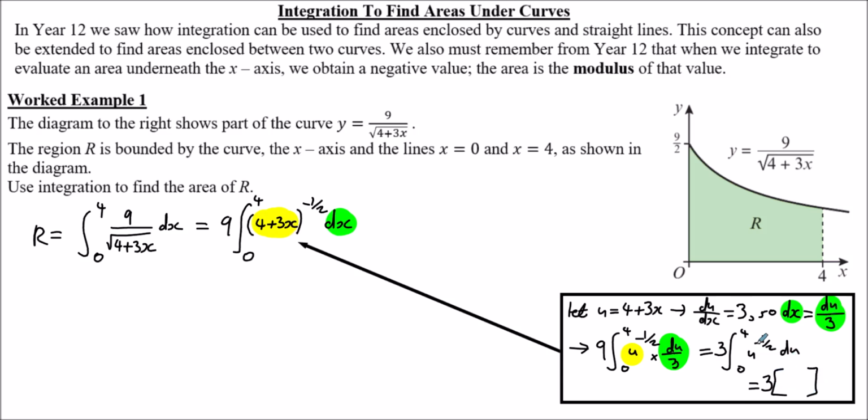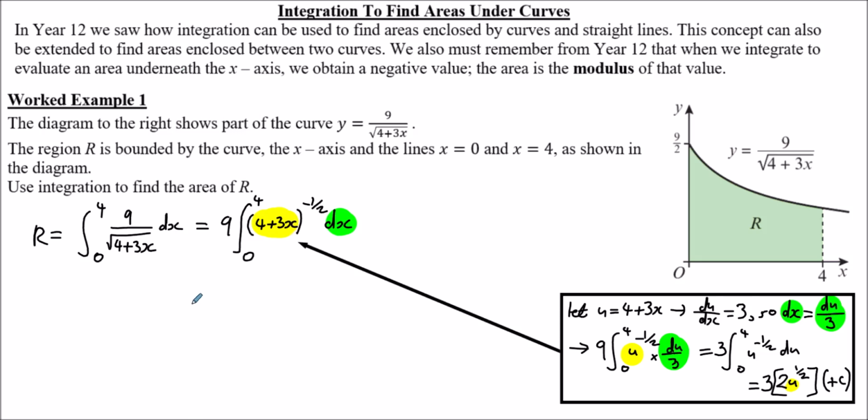If I increase this power by 1, I'm going to get u to the positive a half. Then I divide by the new power. So if I divide by a half, it's the same as multiplying by 2. Then of course plus c if needed. But because here I'm integrating between definite limits, I don't need to do that. And so essentially this is just going to become 3 lots of 2u to the positive a half.